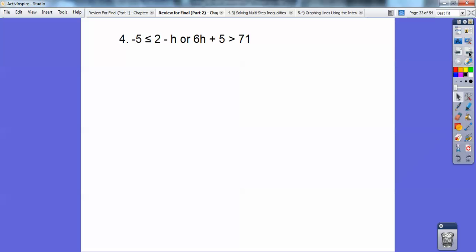Now this "or" statement typically means you're going to shade one this way and then one over here to the right going this way.